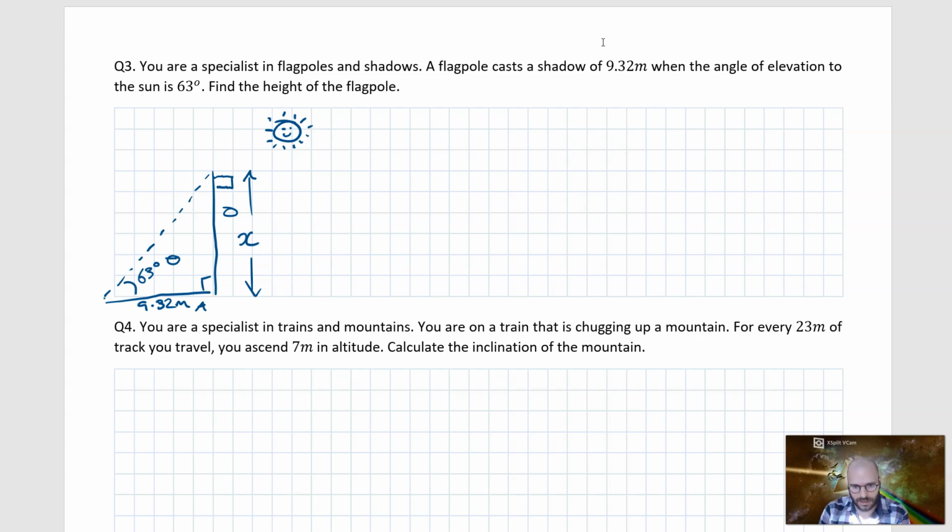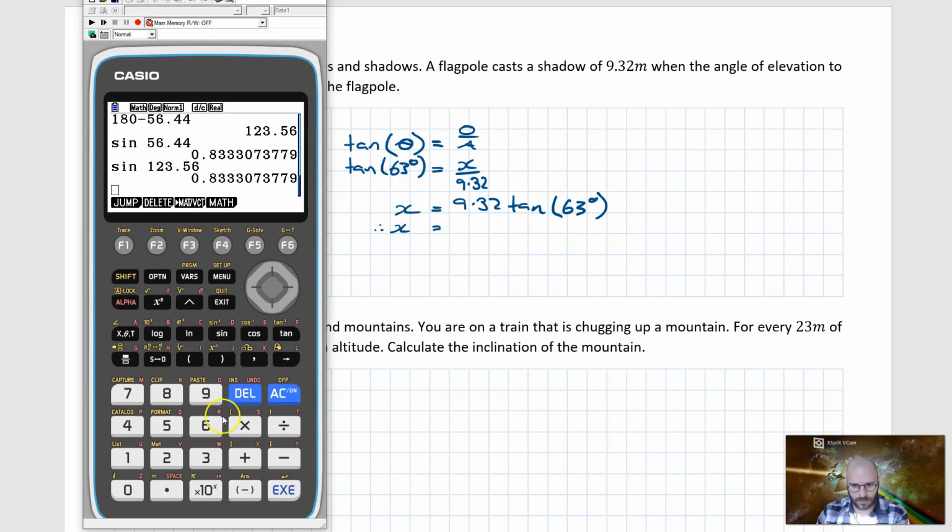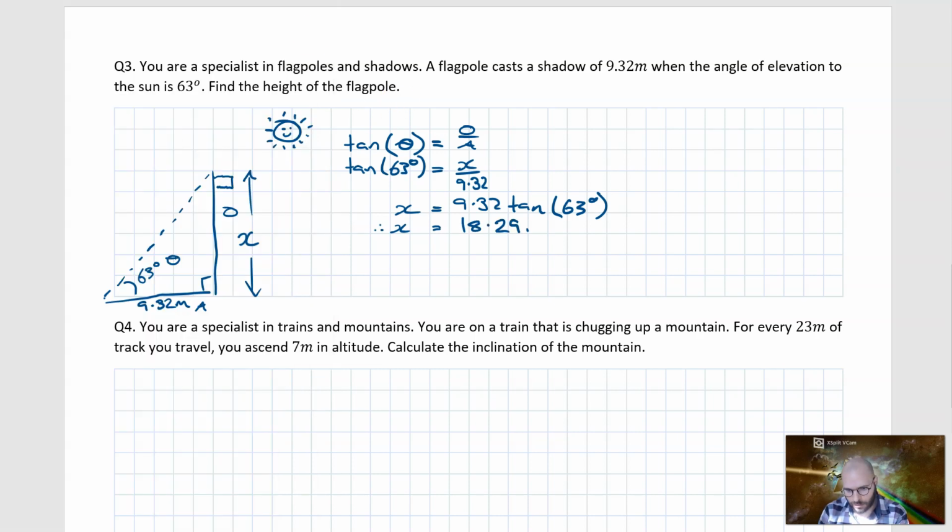Hence, we can use the tangent ratio, so tan theta equals the opposite over the adjacent, and then we sub in the values. So tan 63 degrees is equal to x over 9.32. Rearranging to solve, x is equal to 9.32 tan of 63. When we put this in our calculators, 9.32 tan of 63 comes out to be 18.29. So the flagpole is 18.29 meters tall.